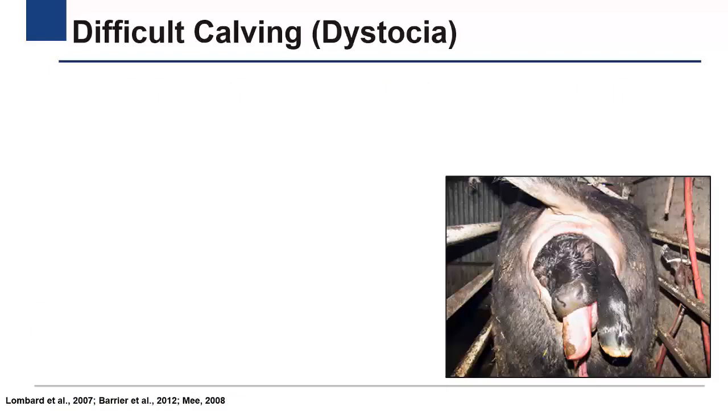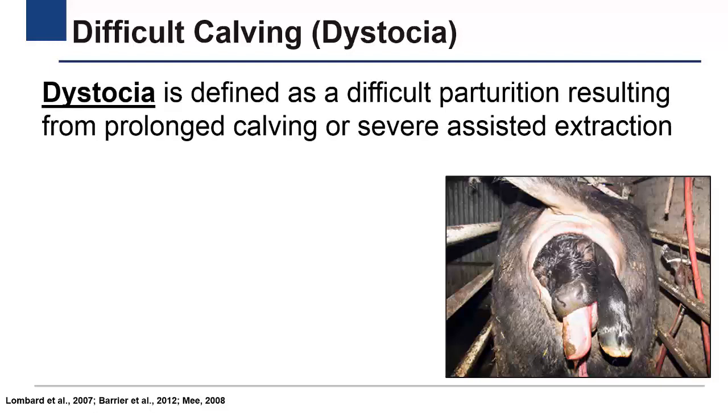On the other hand, an abnormal calving is known as dystocia. This is characterized by a prolonged duration of labor and/or an assisted extraction of the calf. Dystocia is a prevalent event on dairy farms, ranging from 14% of calvings in mature cows to 23% in first lactation cows, and causes significant economic losses.